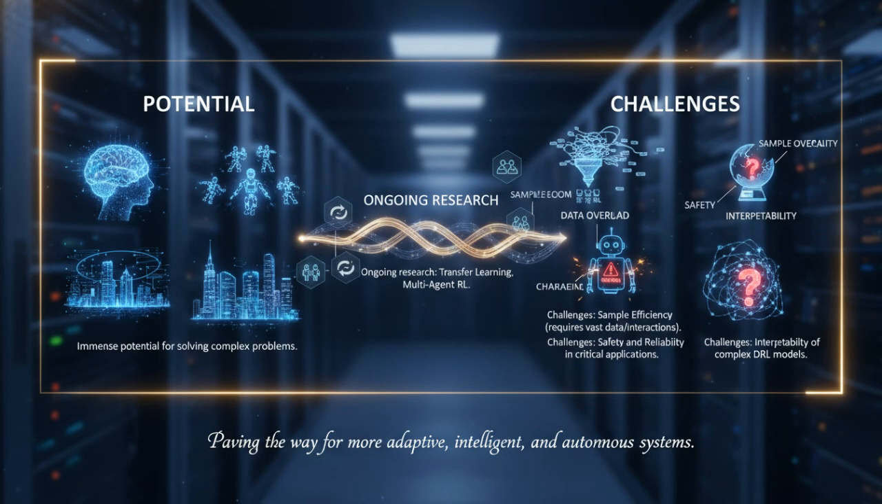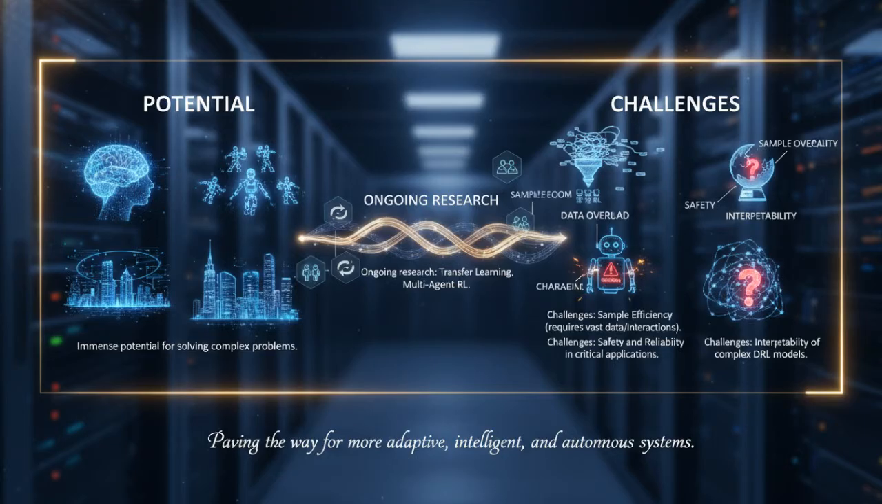As we look ahead, reinforcement learning holds immense promise for solving some of the world's most challenging problems, pushing the boundaries of artificial intelligence. Its ability to learn from interaction makes it a prime candidate for developing more adaptive and intelligent systems. However, the path forward is not without its hurdles. Key challenges include sample efficiency, as RL algorithms often require vast amounts of data and interactions to learn effectively, which can be expensive or impractical in real-world settings.